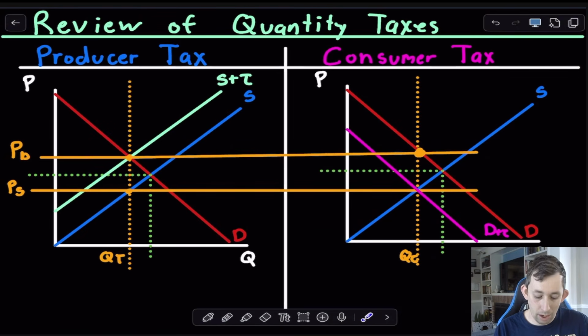But when we talk about quantity taxes, what we've shown is that no matter which side of the market you put the tax on, the quantity of the tax, as well as the price the buyer pays and the price the seller receives, is the same. And so that's just a quick review. But now let's talk about elasticity and tax incidence.